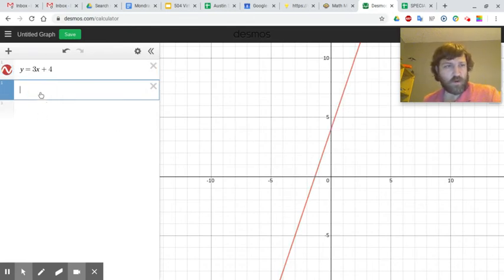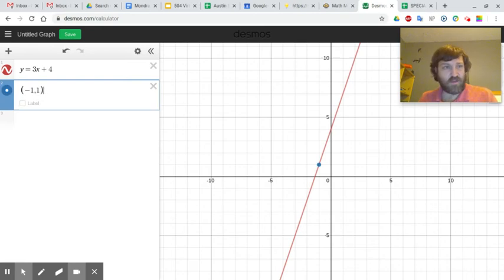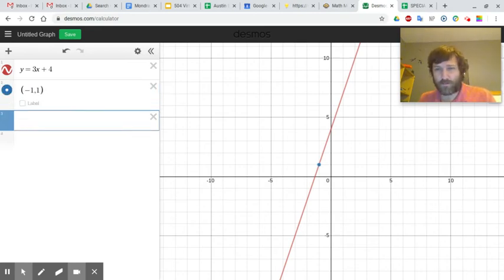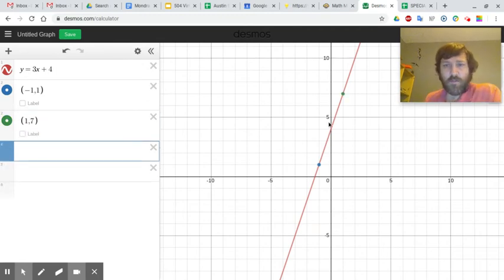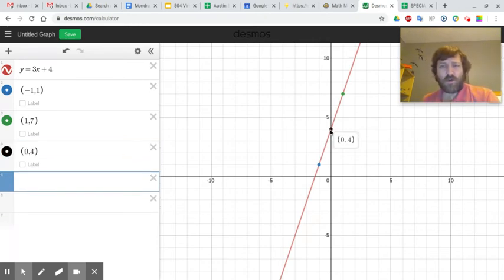So just for the sake of argument, I'm going to put a couple other points on here that I know are on the graph, and that will kind of help us see this idea that I'm talking about. All right, so I put two other points. I'll put the y-intercept on there as well. This is the y-intercept right here, 0, 4. And then these are two other points.